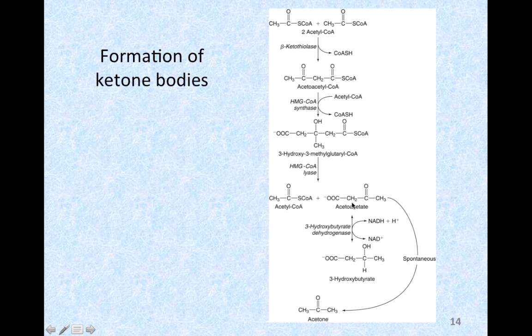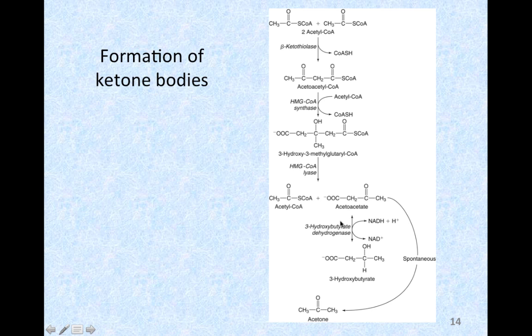Acetoacetate can become acetone. Acetoacetate has 4 carbons, acetone has 3, and they don't show it here, but this is a spontaneous decarboxylation where the acetone is made. It's made in relatively small amounts, and once it's made, it does not go back. Okay? Acetoacetate can also become beta-hydroxybutyrate. This is 3-hydroxybutyrate. We can refer to it as beta-hydroxybutyrate. There's our hydroxyl group.